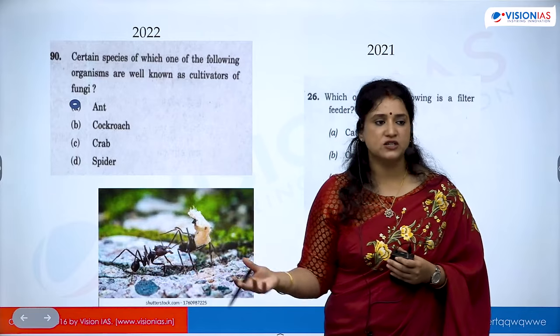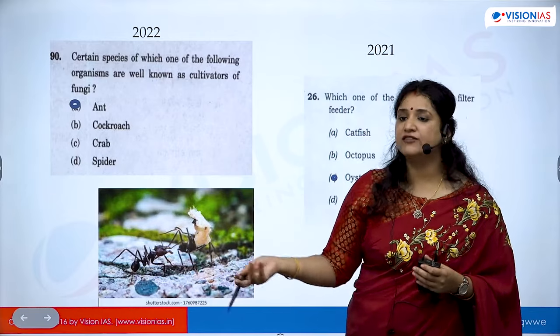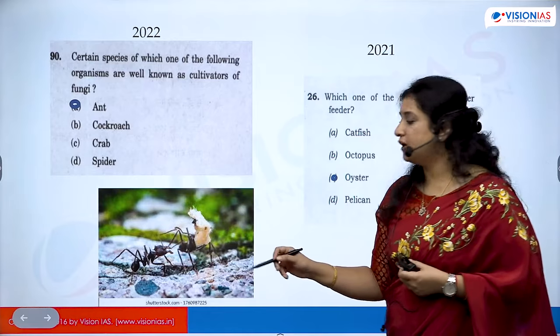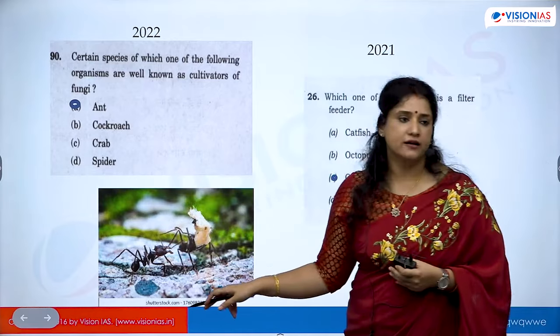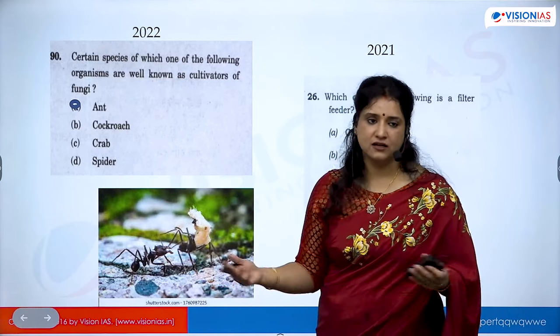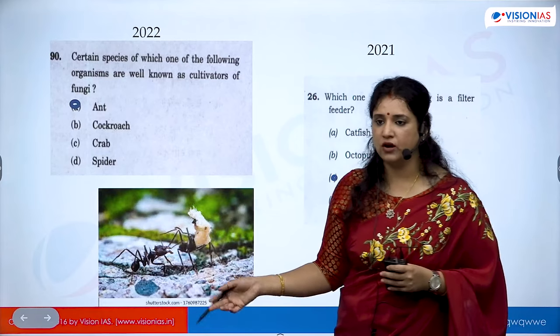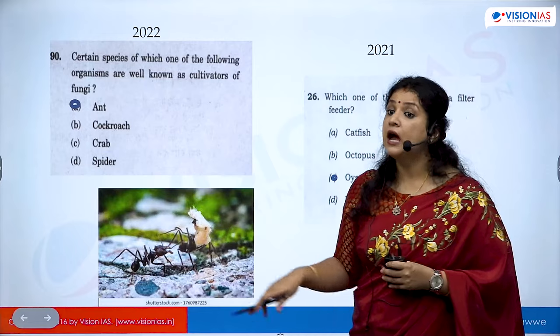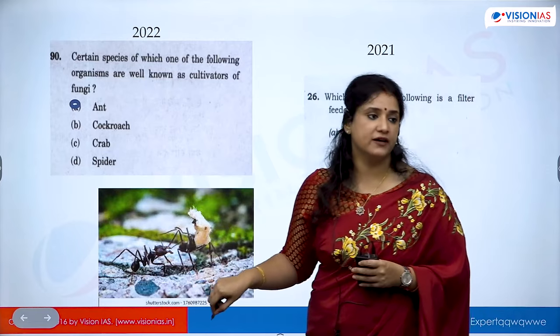There are some species of ants which cultivate fungi like we cultivate crops. It is like that. Because they have a symbiotic relationship. The ants get food and the fungi get shelter and space to grow. Alright, so this is a symbiotic relationship. Again, this is basic ecology, but this example has not been covered in NCERT.